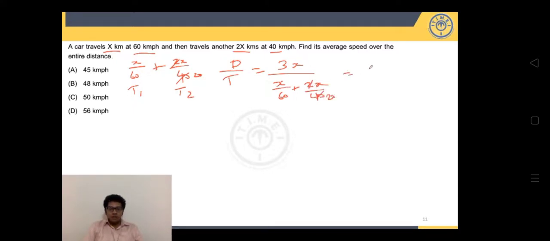So this is equivalent to 3 divided by, I can cancel x, so this doesn't matter. So 3 divided by 1 by 60 plus 1 by 20. What is this? 20 plus 60 divided by 20 into 60. Multiply 3 to the numerator and denominator, so we'll have 4 by 60, which is 1 by 15. So this denominator is equal to 1 by 15. So 3 into 15 is nothing but 45 kilometers per hour.